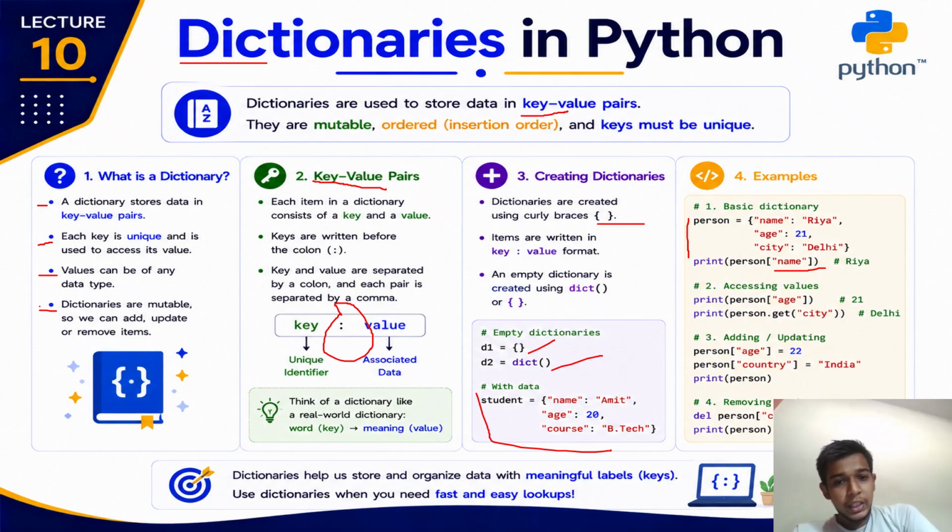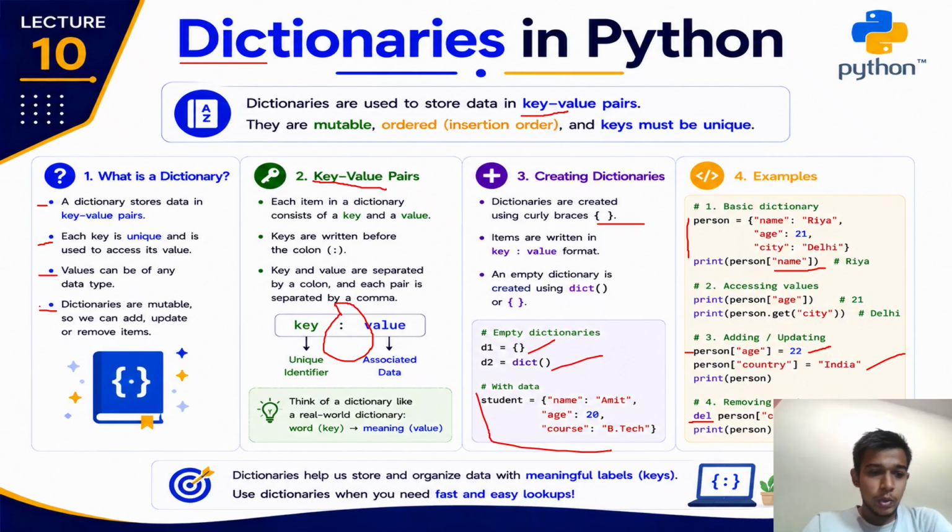Now let's update the dictionary. Here we are updating the dictionary by setting the person age equal to 22 and person country to India. Now here the dictionary is updated and here you have added one more key value which is country India. Finally, if we no longer need a key, we can remove it by del. This deletes the city key along with its value. Here it is written person city.